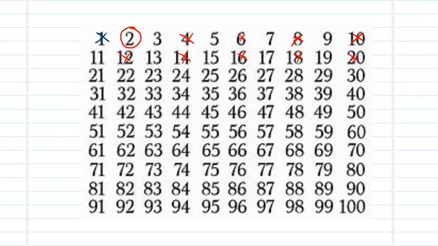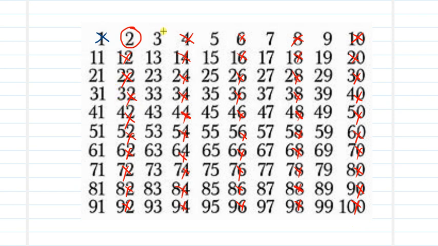We can notice that we can cancel out all the numbers in the second column and the fourth column, sixth, eighth column, as well as the 10th column. So this is a way to find out that these numbers that I have crossed out are all composite numbers. They all cannot be prime numbers.